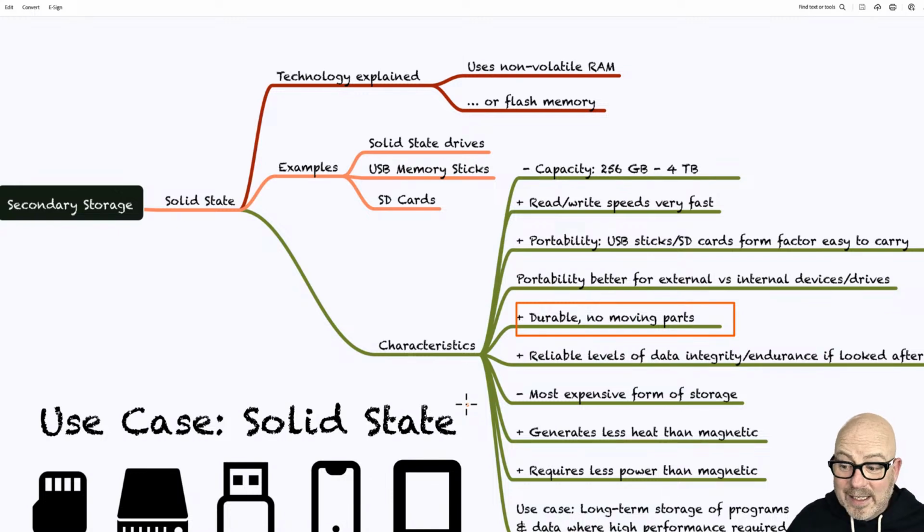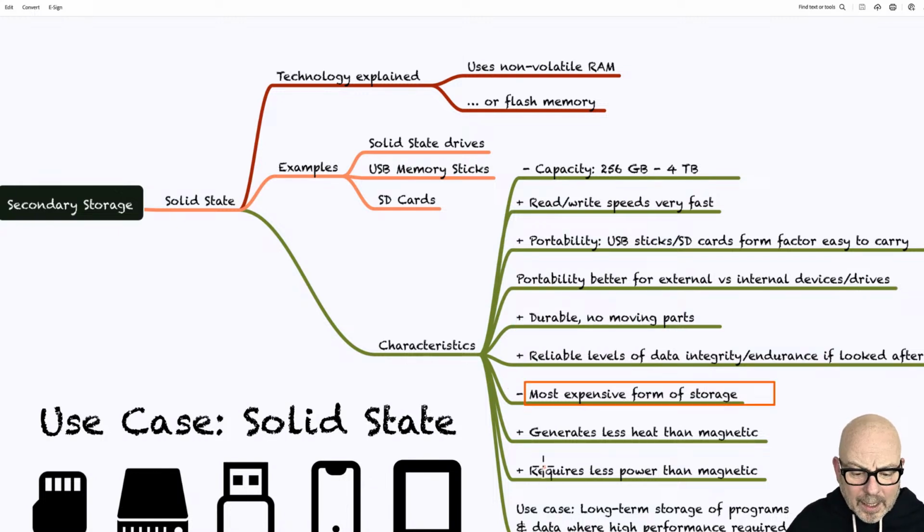be extended. So if you think about a magnetic disc, it requires power to make this thing spin, and that generates heat and a fan to cool it down. So there's a lot of things working against magnetic storage. So it is, of course, really expensive, and its use case. What's it for? Long-term storage of programs and data where high performance is required.